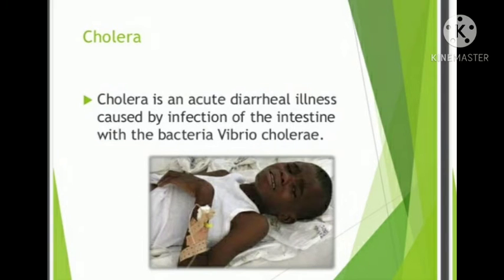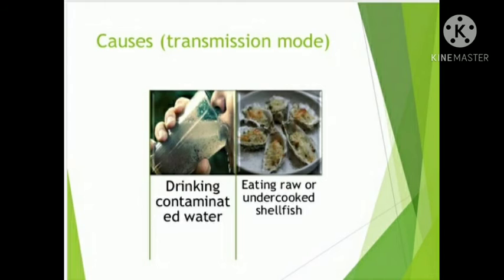Next disease is cholera. It is an acute diarrheal illness caused by infection of the intestine, and it is caused by a bacterium called Vibrio cholerae. The mode of transmission of this disease is contaminated food or water. Contaminated food or water means the bacteria are present in your food or water. It basically infects your intestine and causes loose motion, vomiting, and dehydration.